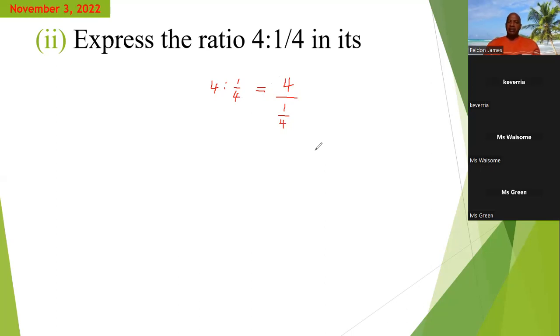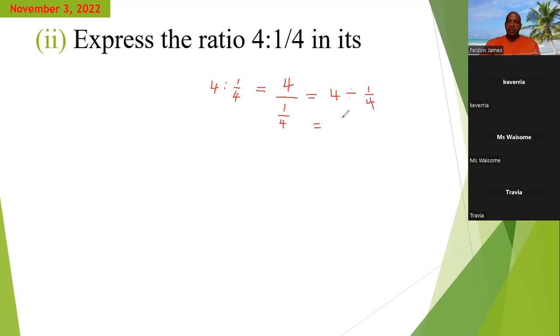All right, now, if this is a fraction, then what we know is that for fractions, the numerator is divided by the denominator. So really, this would be 4 divided by a quarter. So if we have 4 divided by a quarter, remember now, we're applying the same rules as when we are dealing with fractions. So if you're dividing a number by a fraction, what is the rule? Flip the second fraction, sir.